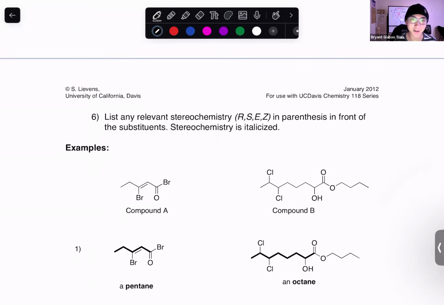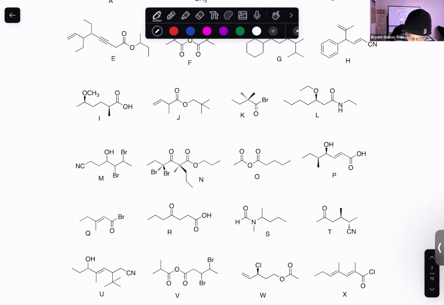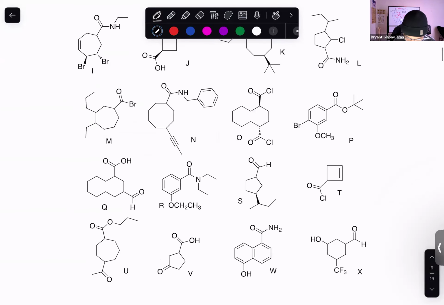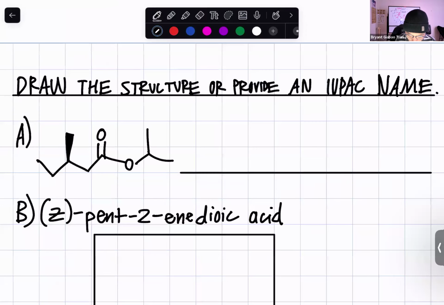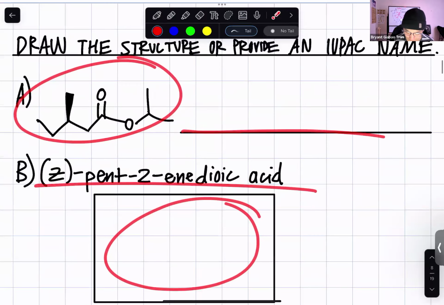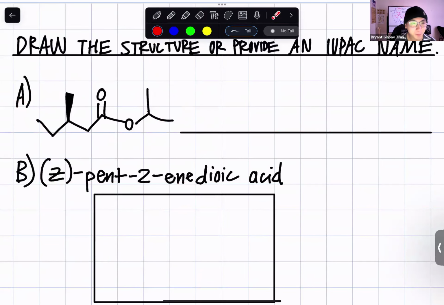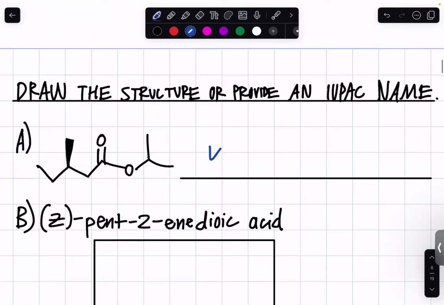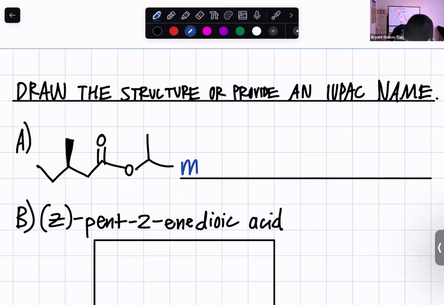But before that, let's go over the practice problems that I found here. For these problems, I want you to either draw the structure or provide an IUPAC name. So if I give you a structure like this, I want you to provide the name. And if I give you a name, then I want you to draw the structure. Let's first start with the first one here. This is an ester right here. How would you name this ester, starting with the R group, which is a methyl ethyl? Right? Methyl ethyl.